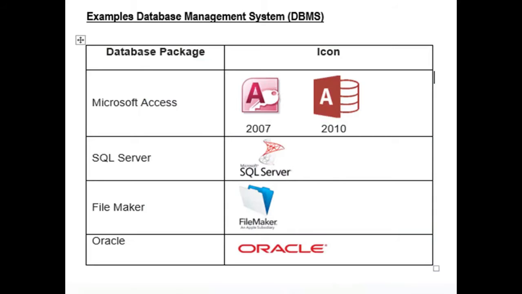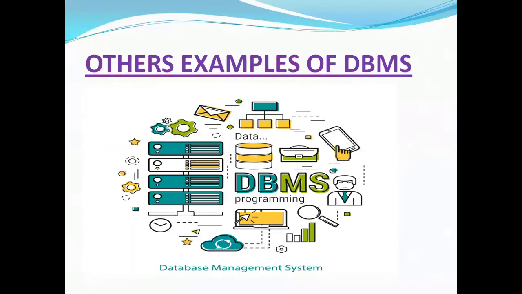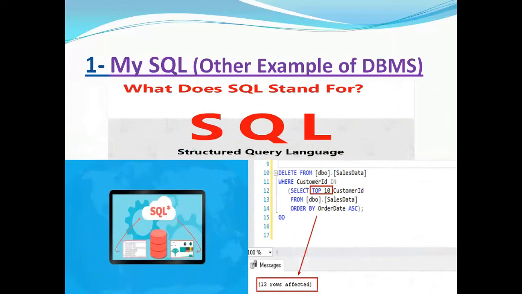First one is Microsoft Access. It is a version of 2007 and 2010. SQL Server, FileMaker and Oracle. These all are examples of database management systems. Now, another example of database management systems, first one is MySQL.